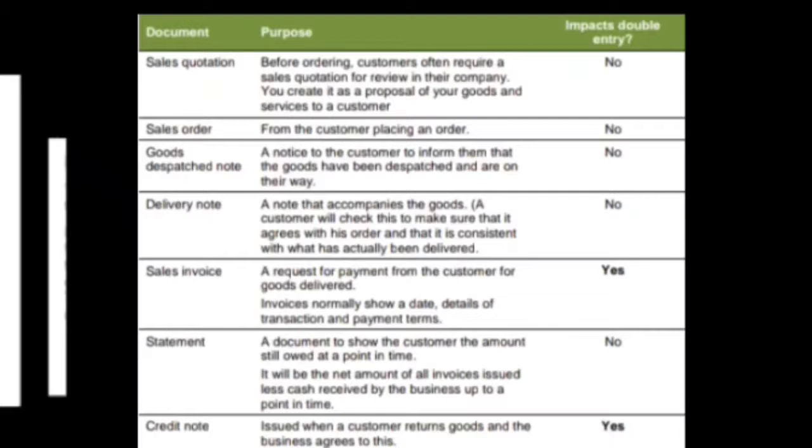Then credit note. Credit note means a note which is issued to the customer on account of sales return. So whenever he returns the sales, a credit note is issued to him.